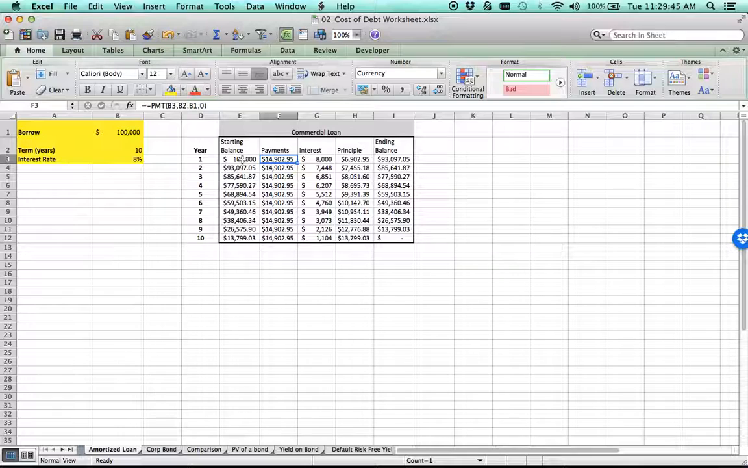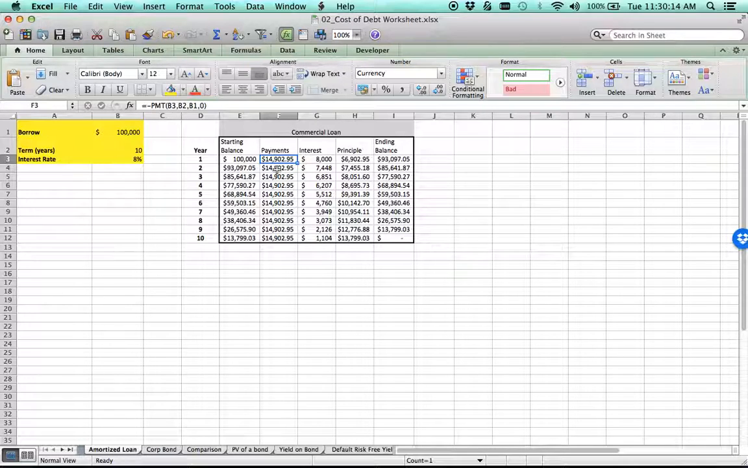And so ideally with this, you would start with that $100,000. You'd make the $14,902.95 payment. $8,000 of that's interest, because that's 8% of $100,000 for a year. The other $6,902.95 goes to pay down part of the $100,000 you owe. So that leaves you with only $93,097.05 that you owe starting the beginning of next year.